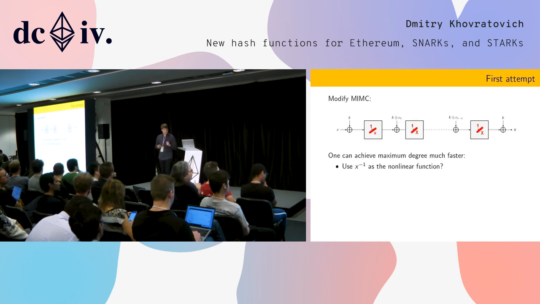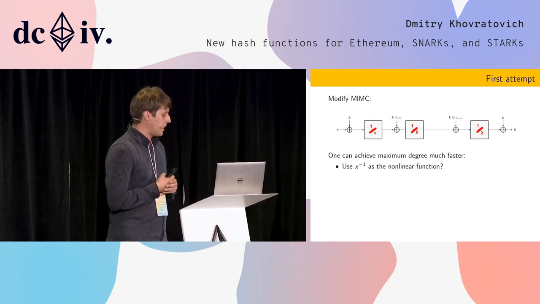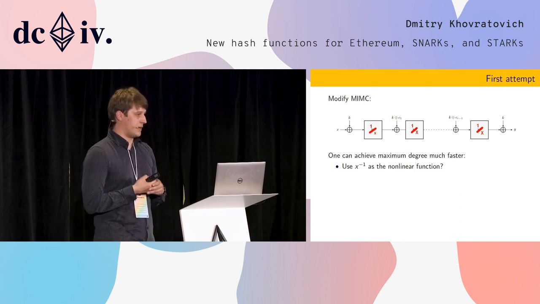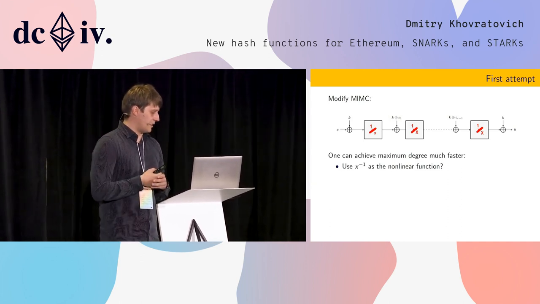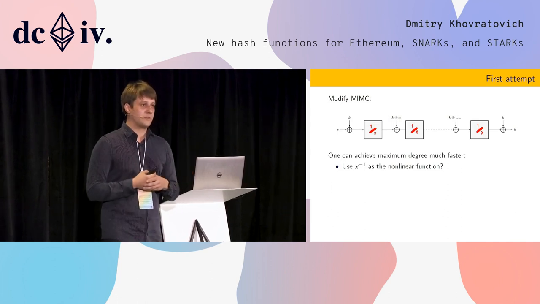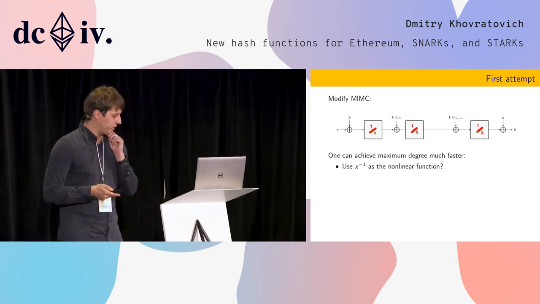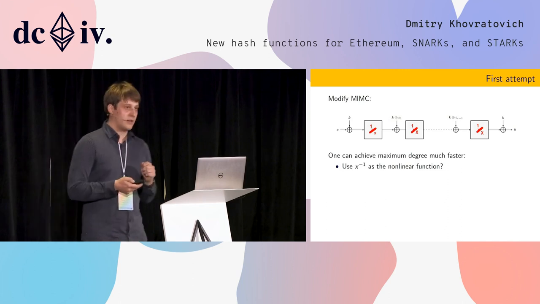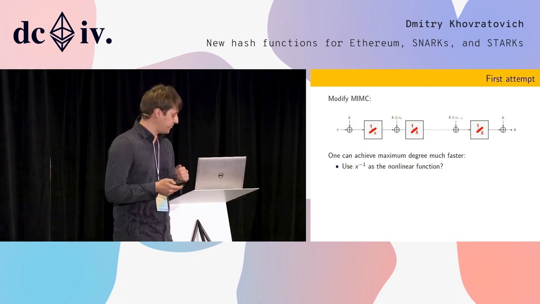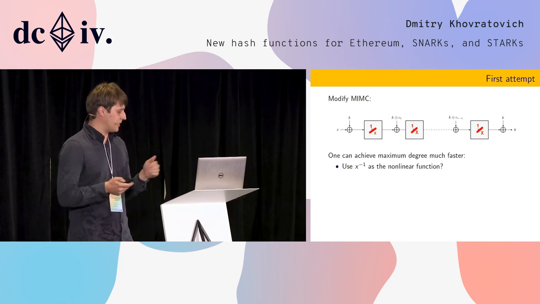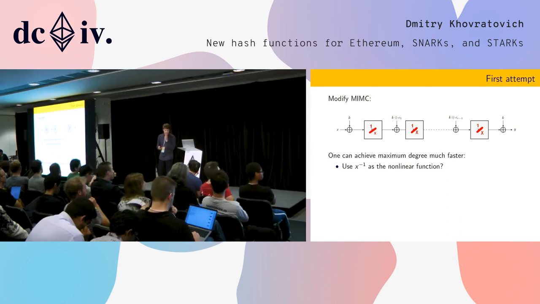The first attempt: what if we modify MiMC and replace the power of 3 with an inversion? This is, of course, a very tempting step, and it's not actually trivial. When MiMC was invented, the authors tried this approach, and it doesn't work. Why? It's a very interesting exercise to demonstrate that no matter how many rounds you have, if you're doing just the constant addition between the inversions, the resulting function will be a rational function of the input of degree one.